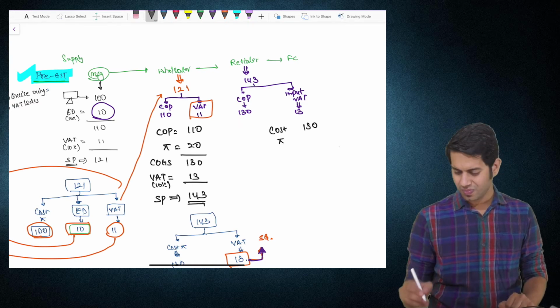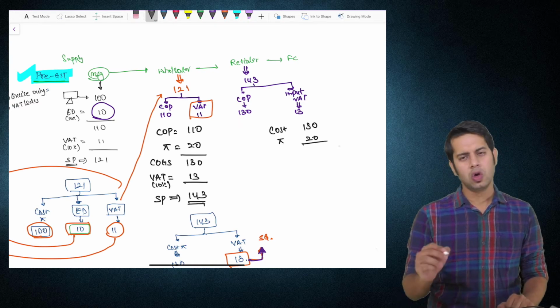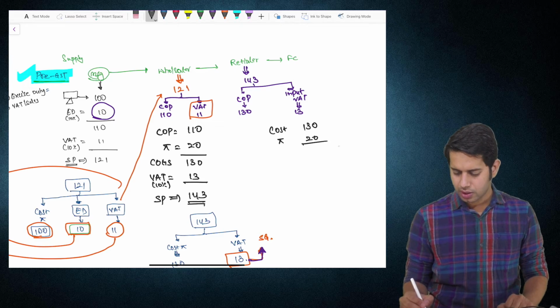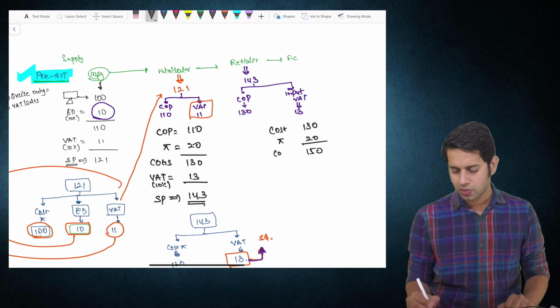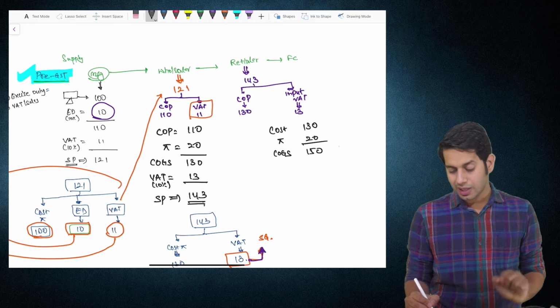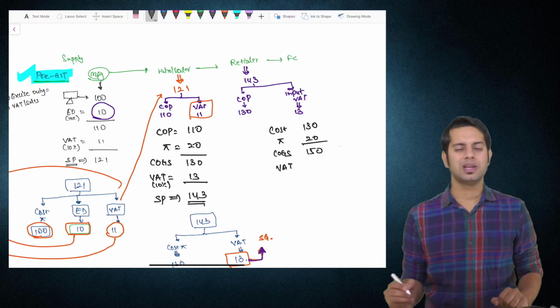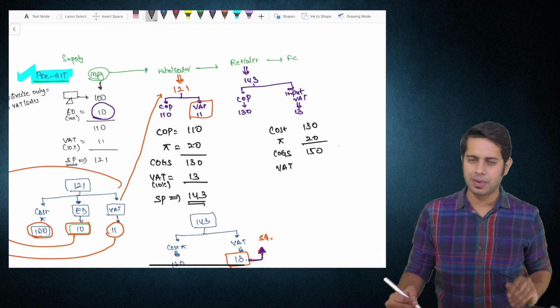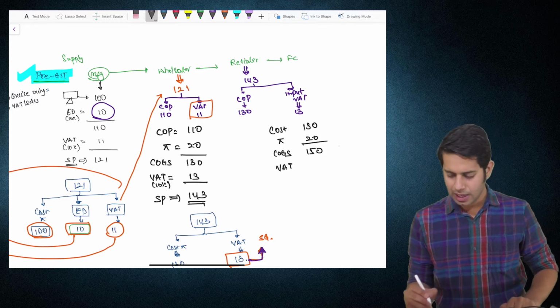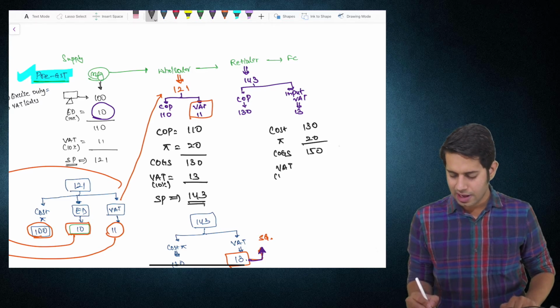Which is 20 rupees, assuming he adds a profit of rupees 20. So totally cost of goods sold is 150 rupees. On that he has to pay VAT. Why, sir, VAT? Because he's selling the product. At the time of sale of a product, you are supposed to pay value added tax. Again, value added tax at 10%.